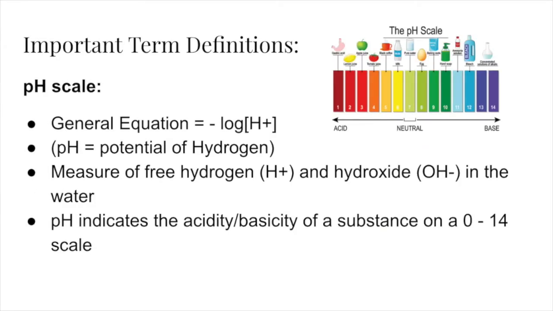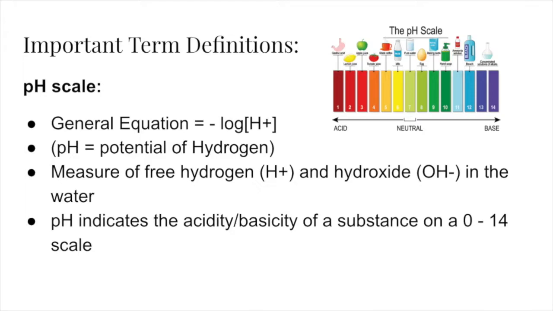Along with acids, there also comes the very important term pH scale, and you've probably heard this a lot. pH actually has a general equation, which is the negative log of the concentration of H+. And H+, as we said, are hydrogen ions or protons. pH actually stands for potential of hydrogen. And again, in chemistry terms, pH is the measure of free hydrogen and hydroxide in the water, and it indicates the acidity and basicity of a substance on a 0 to 14 scale.